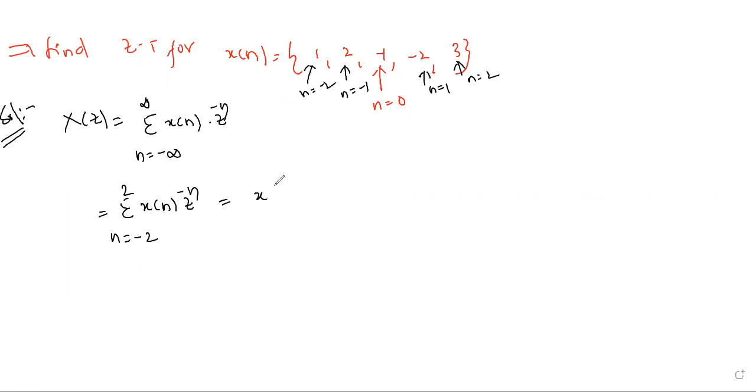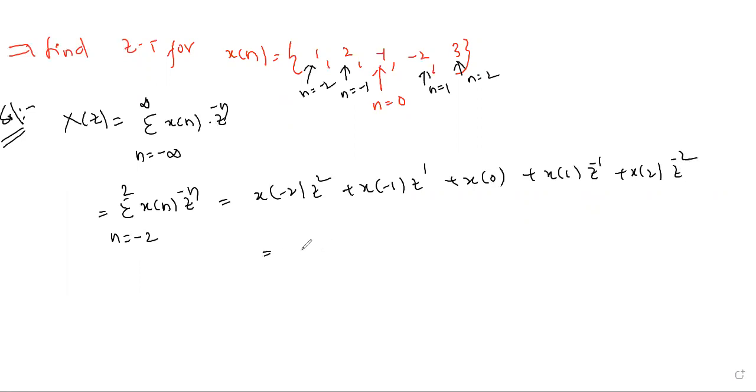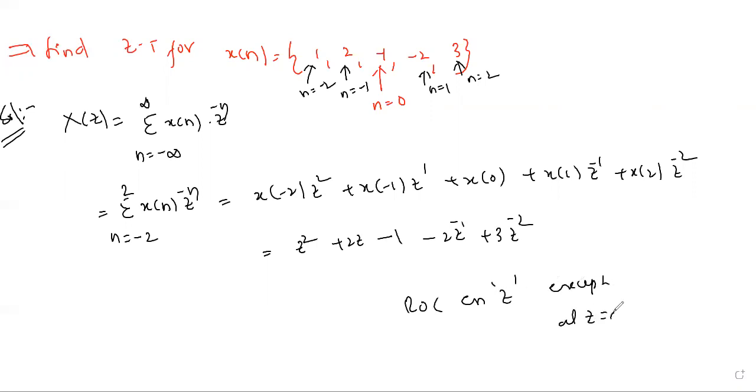Now expand it. X of minus 2 into z square, z power 1. X of 0 into z power 0 is 1. X of 1 into z power minus 1. X of 2 into z power minus 2. Easily you can write. X of minus 2 is 1. Minus 1 is 2. X of 0 is minus 1. X of 1 is minus 2 z power minus 1. 3 z power minus 2. So here what is the ROC? Entire z plane except at z equal to 0 and z equal to infinity.